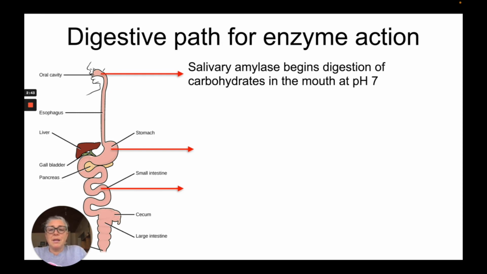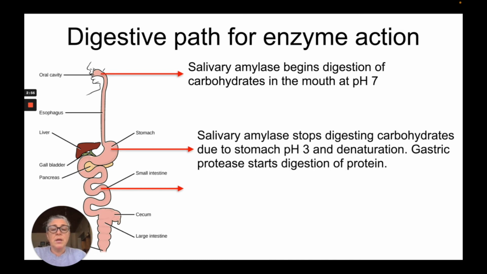So in the mouth, salivary amylase begins the digestion of carbohydrates such as starch in a pH of 7. Once the bolus is swallowed and moves down the esophagus into the stomach, the salivary amylase will stop digesting carbohydrates because the stomach has a pH of 3, and so that enzyme will become denatured. At this point, the gastric protease will start the digestion of protein.